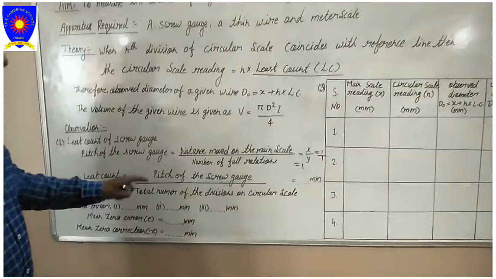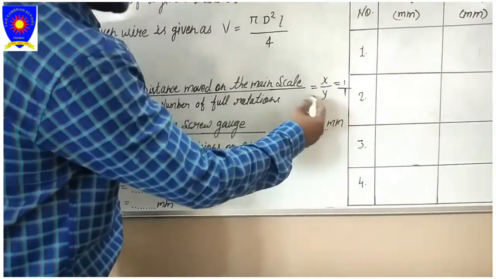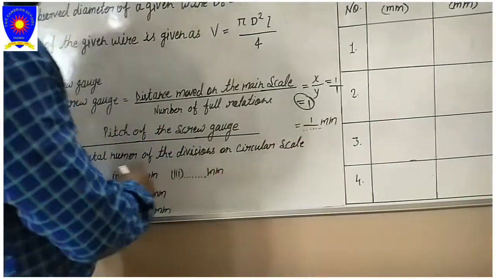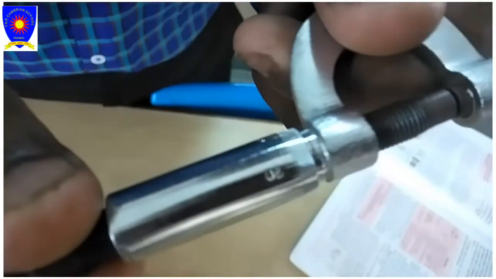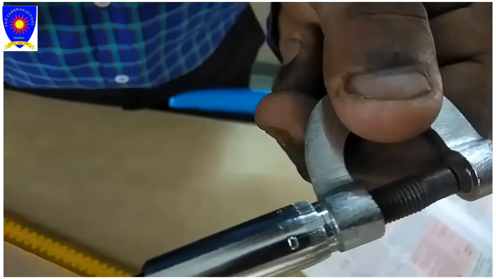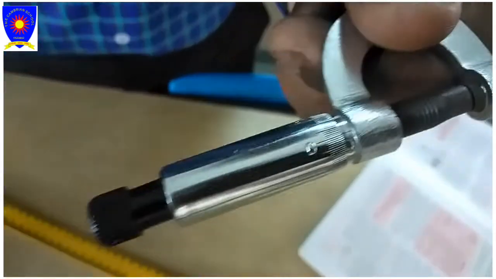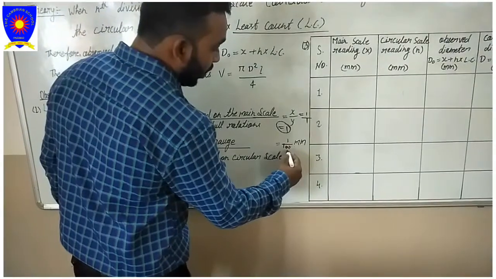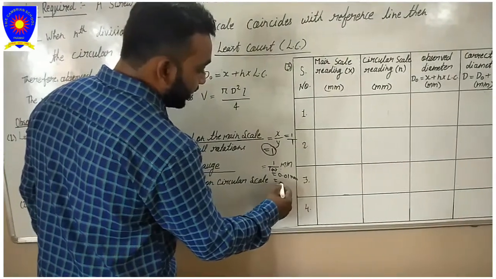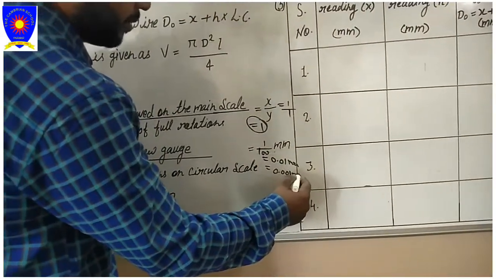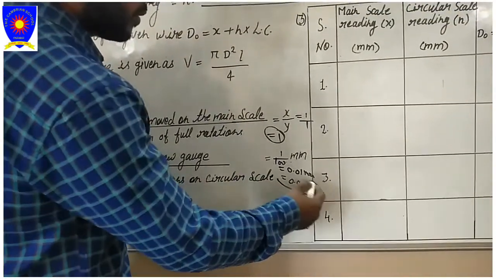Now we have to find the least count. The pitch of the screw gauge we have found is 1. So write here 1 upon the total number of divisions on the circular scale. We are looking that on the circular scale there are 100 divisions, because this is 0, and after one rotation we are looking that this division is 100. So write here 1 upon 100. Now solve it. After solving this you will get 0.01 mm, or in centimeter it will be 0.001 cm. So this is the least count of this screw gauge.